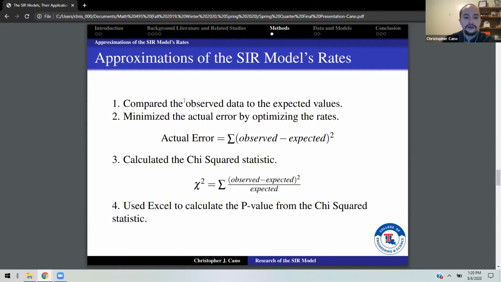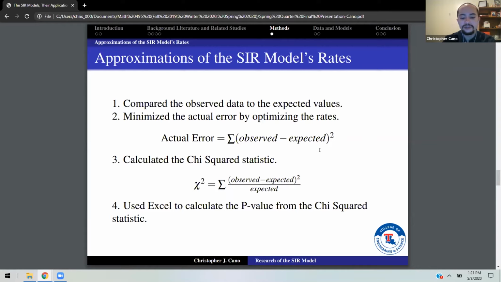So we compared the observed data to the expected values. Since the SIR model has no explicit solution, the ODEs, or ordinary differential equations, were solved separately and not as a system. Then we placed the solutions of the ordinary differential equations into Excel and compared the infected category, which will be our expected, to the real-world data we obtained, which will be our observed.